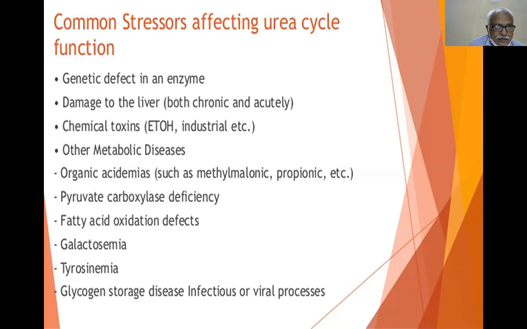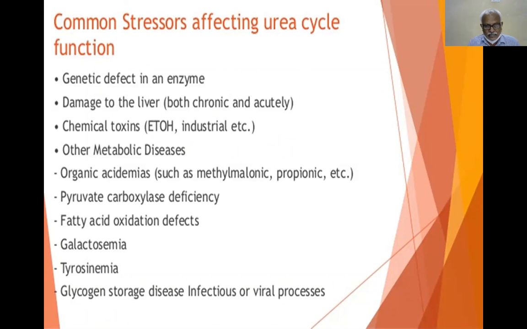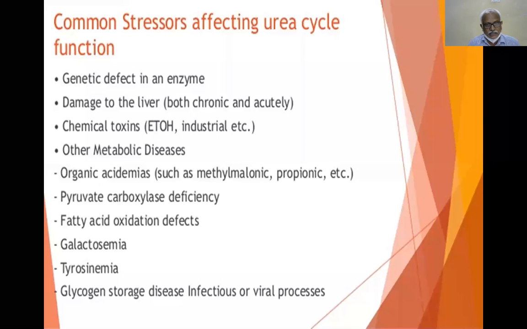Genetic defect in an enzyme, damage to the liver, both chronic and acutely, chemical toxins, ETOH and industrial toxins, other metabolic diseases, organic acidemias like methylmalonic acidemia, propionic acidemia, pyruvate carboxylase deficiency, fatty acid oxidation defects, galactosemia, hyperuricemia, and glycogen storage diseases. Infectious or viral processes also contribute. That should be given as another slide. So please note down. I'll be waiting for you to take it down into your notebooks.